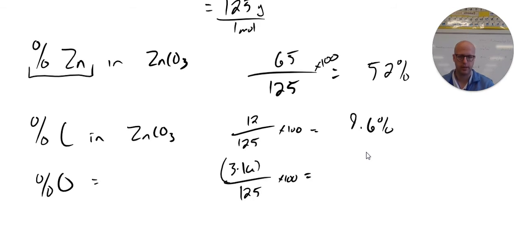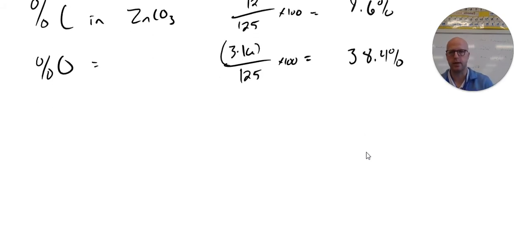And what I come out with, entered that wrong. I come out with oxygen is 38.4%. Okay, so percent composition.